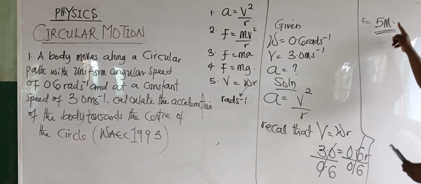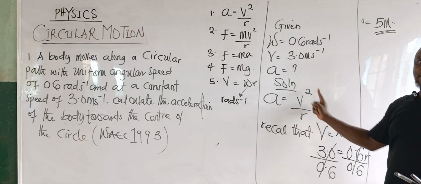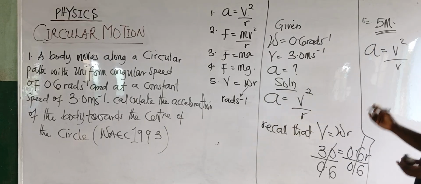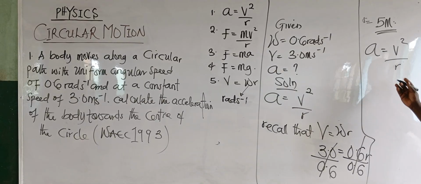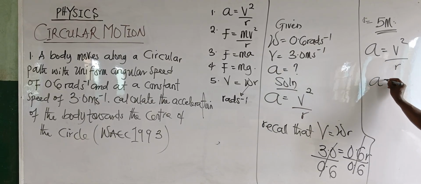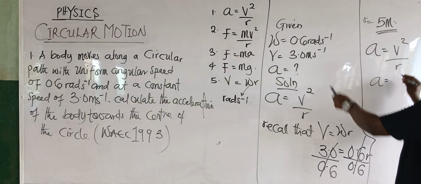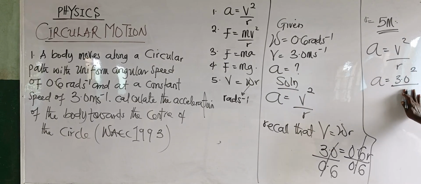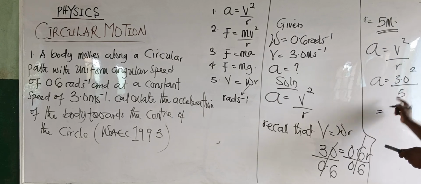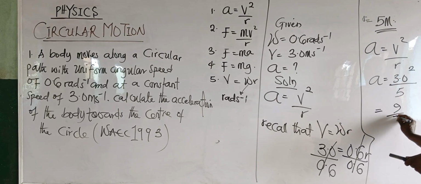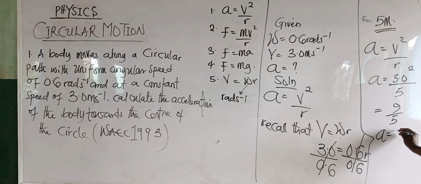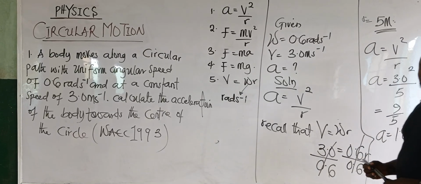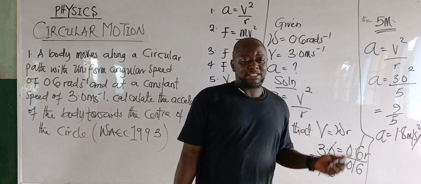So since I've gotten my R here, I can simply come back to the formula where A becomes V squared all over R. My V is 3.0 squared over R, and my R is 5. If you do the math, this gives us 9 divided by 5. So A will give us 1.8 meter per second squared. This is how this is solved.